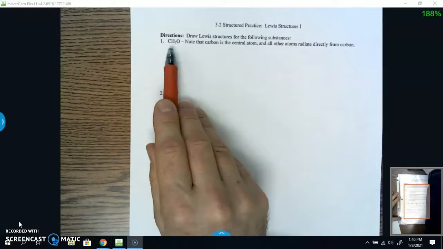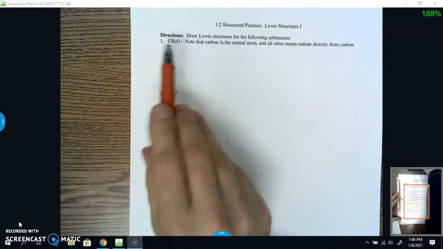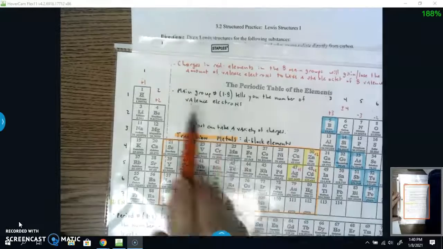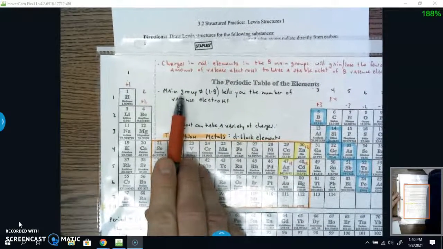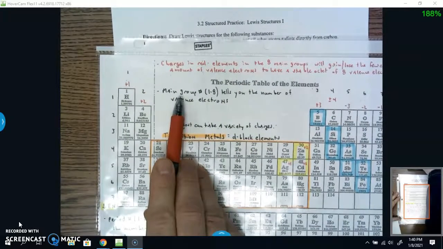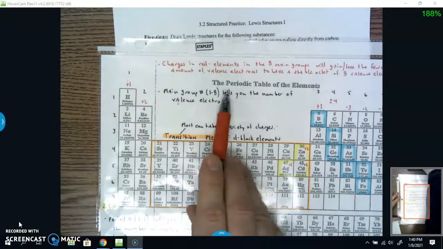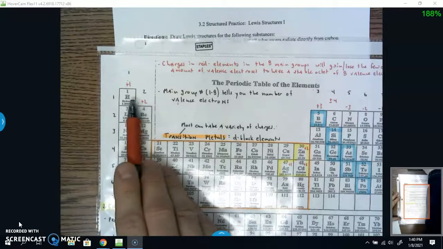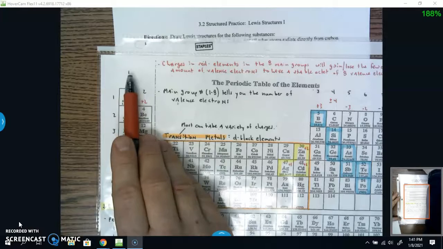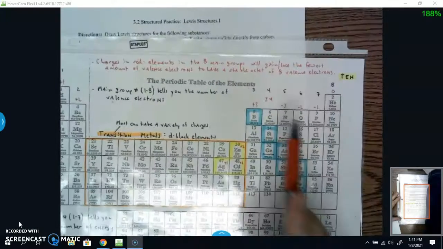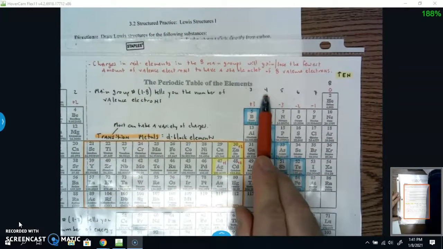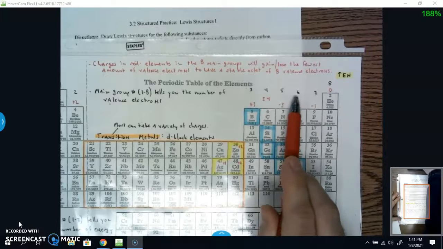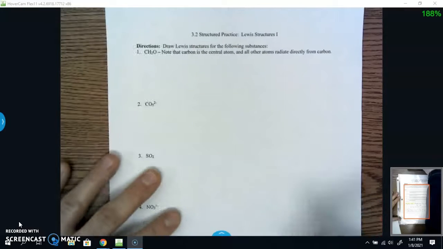And step 1 says that we need to account for the total number of valence electrons in the final structure. Valence electrons, remember, are determined by taking a look at the element's main group number. The main group number, 1, 2, skip a few, 3, 4, 5, 6, 7, 8, tells you the number of valence electrons in the neutral atom. So for example, hydrogen is in main group 1, 1 valence electron. Carbon is in main group 4, and oxygen is in main group 6. So the accounting would look like this.